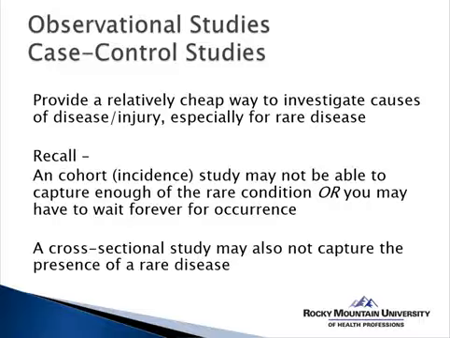Do you try to really emphasize individuals that have diabetes or other endocrine disorders? Do you really expand that? Now you need 400,000, 600,000. Or can you just take a group of people with adhesive capsulitis and compare them to people that don't have adhesive capsulitis and look backwards to see what risk factors potentially are associated with adhesive capsulitis? So these provide a relatively cheap way to investigate causes of disease or injury.